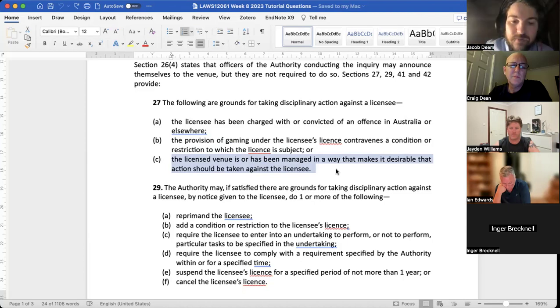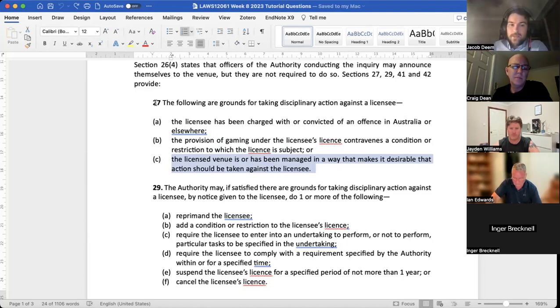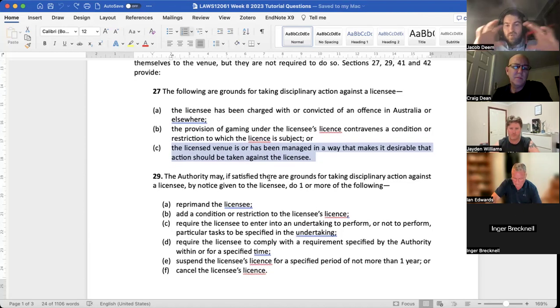Is it enough that the decision maker looks at the licensed venue and says, yeah, they seem a bit dodgy. I think we'll need disciplinary action here. It's desirable that we get involved and take a look at things. So the wording in 27C is broad enough to sustain so much action by the decision maker.